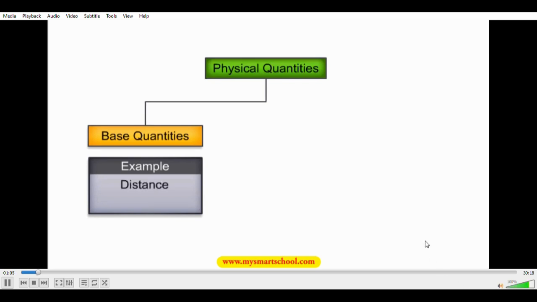Length, which is a measure of distance, is a fundamental quantity. It's the same with time. The other quantities, which are expressed in terms of the fundamental quantities, are called derived quantities.